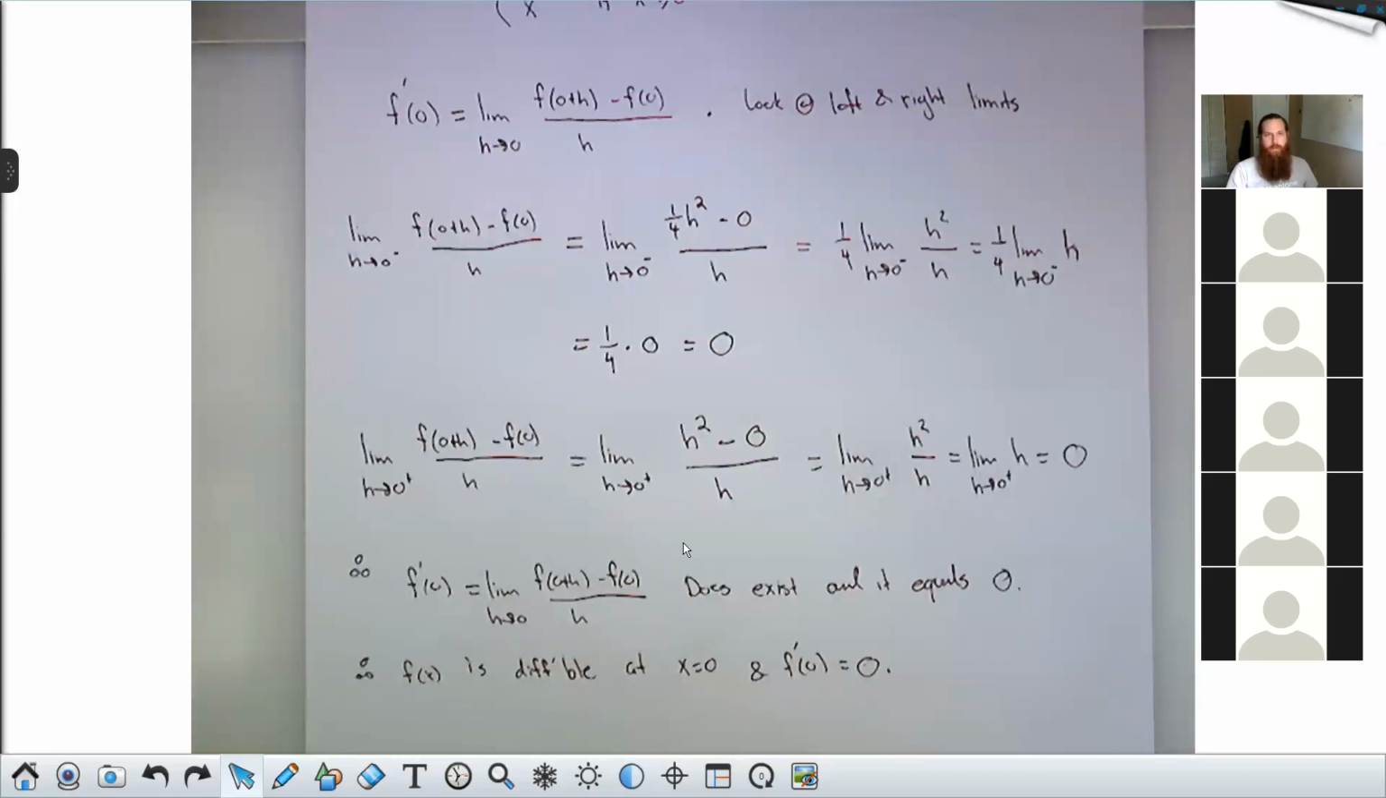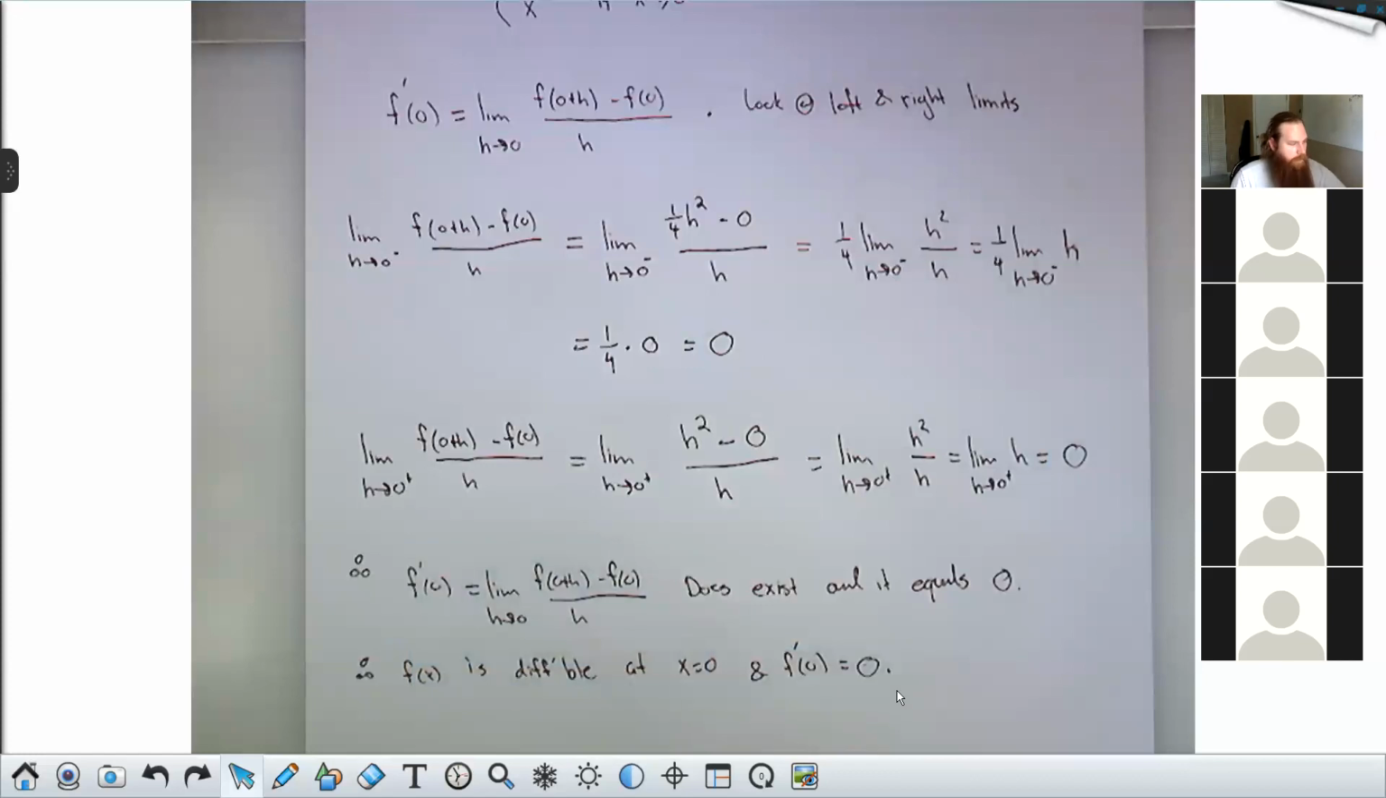And always the way you check is, first, remember you check differentiability one point at a time. So you write down the limit that defines the derivative for that point. Then you investigate the left and right limits separately. If those left and right limits, which define the derivative, both exist and are equal to one another, then the overall limit that defines the derivative does exist. And that means the function is differentiable at that point. And what's more, you get the value of the derivative out for free.